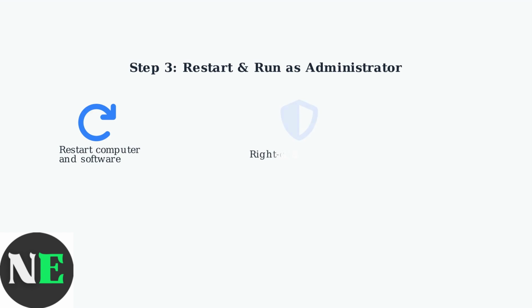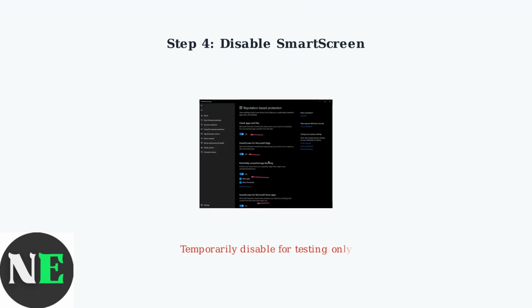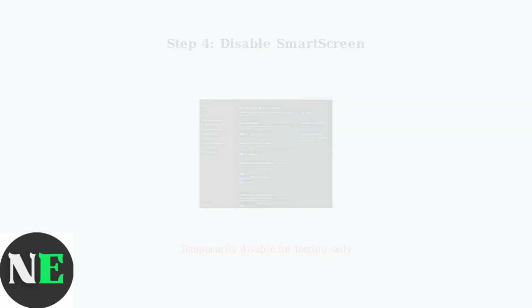Outdated firmware is a common cause of recognition problems. Restart both your computer and the 8BitDo Ultimate software. If issues persist, try running the software as administrator by right-clicking the icon and selecting Run as Administrator. Windows Defender Smart Screen can sometimes interfere with the software. Temporarily disable Smart Screen Protection to test if this resolves the recognition issue.